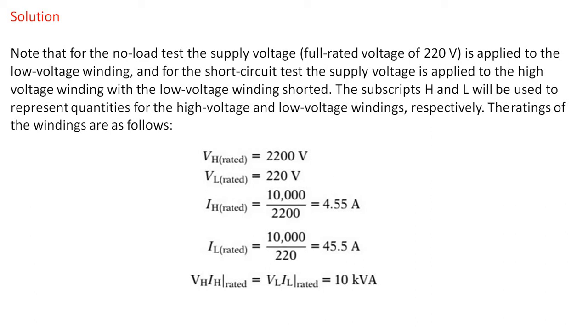VH, the high voltage, is equal to 2200 volts. The low voltage is equal to 220 volts. Then the high voltage current IH is equal to 10,000 divided by 2200, which is 4.55 amps, and IL is equal to 10,000 divided by 220, which is 45.5 amps. Then VH times IH is equal to 10 kVA, which means a power rating of 10 kVA.